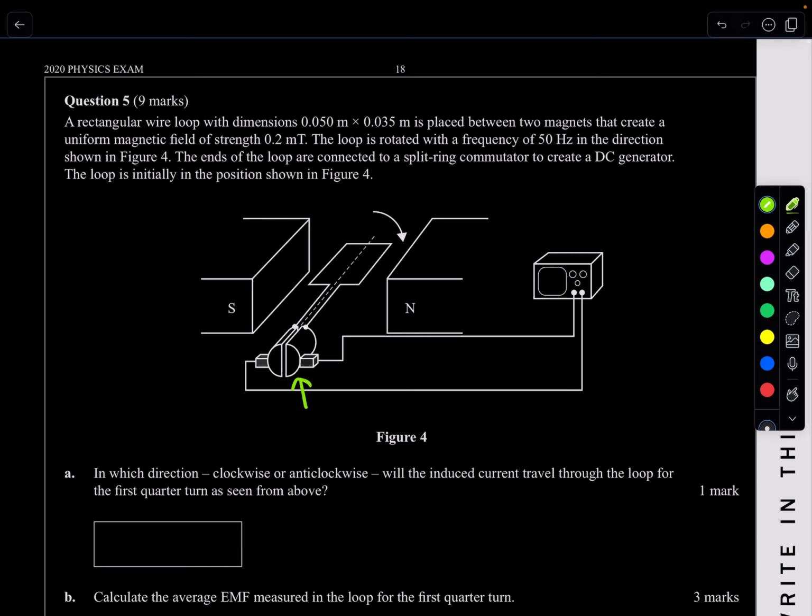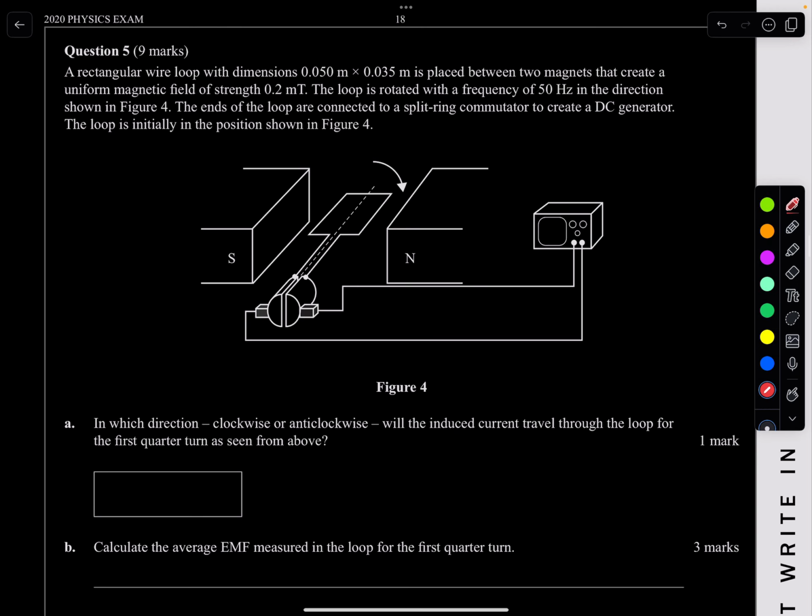Be careful, they've used a split ring commutator in a generator. What does that do? So when you look at your oscilloscope, it's going to look like this. It's all going to be rectified. It's not going to move in terms of AC like that. Just be careful. Using a split ring commutator in a generator will rectify those voltages.